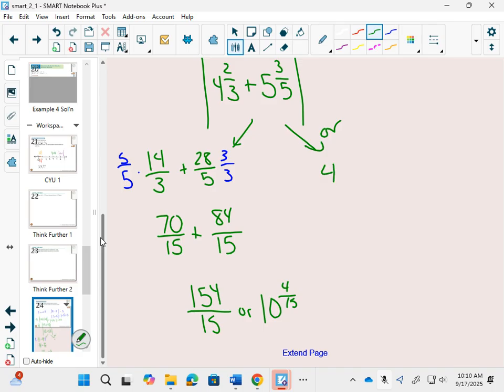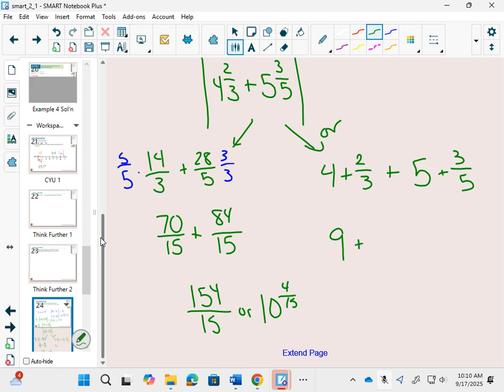4 2/3 means 4 plus 2/3. Plus, I want to add 5 3/5. That means 5 plus 3/5. For my second method, I'm going to make my life a little bit easier. I'm going to just add 4 plus 5 together and get 9. And I'm going to add these fractions together, but now my math is not quite as hard.